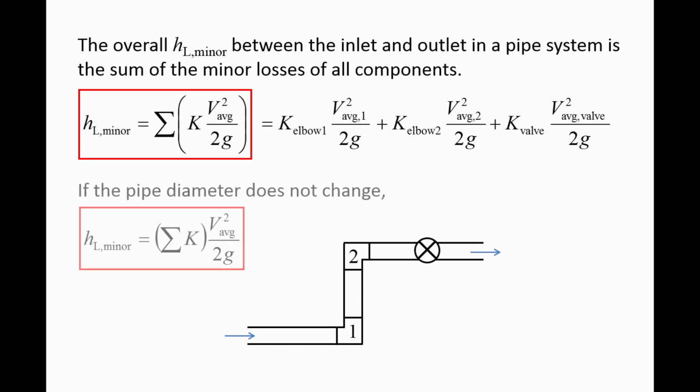For many pipe systems, the pipe diameter does not change along the entire system. In these cases, the average velocity will be the same for all components, and the V squared over 2g term can be pulled out of the summation.